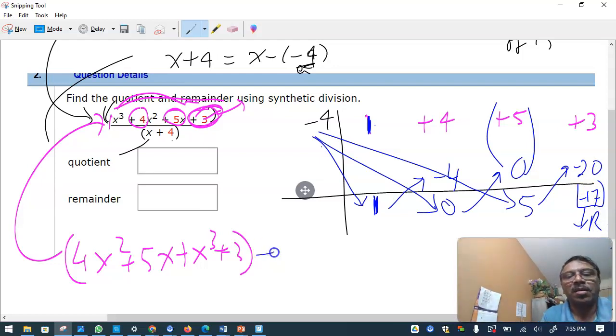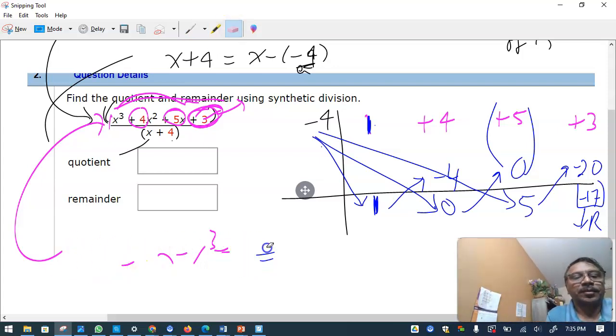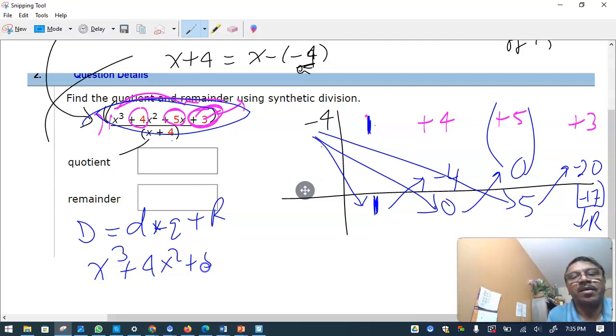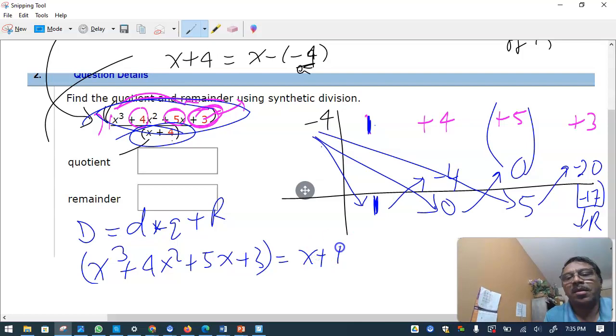So how do we write this whole thing? Now let's put it in the Euclidean form. What is that Euclidean form? The dividend is the divisor times the quotient plus the remainder, right? So this is the dividend, the whole thing x cubed plus 4x squared plus 5x. And this dividend is equal to, the divisor is x plus 4. And the quotient you get is from here.